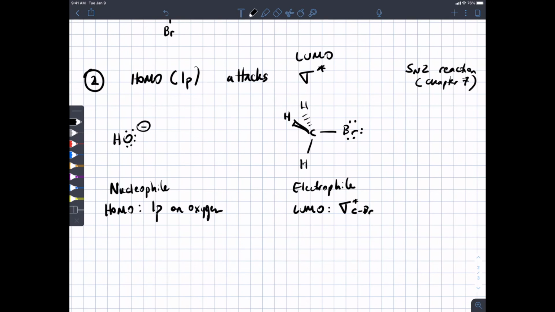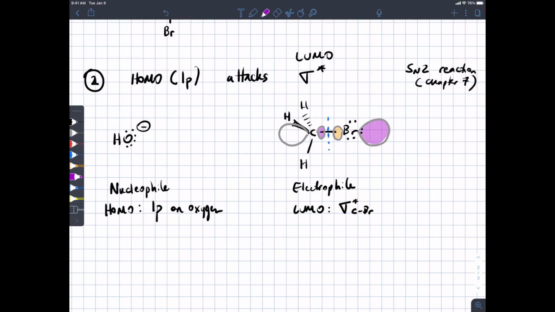The LUMO, we're going to draw a node in between the carbon and the bromine. We're going to have small lobes facing the node. They are small because they have destructively interfered with each other and canceled out. I'm using color here to represent the opposite wave function sign. I could just as easily have chosen that one be purple and the other be orange in a different way.